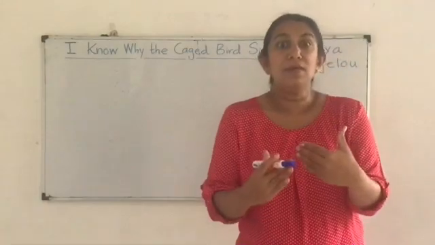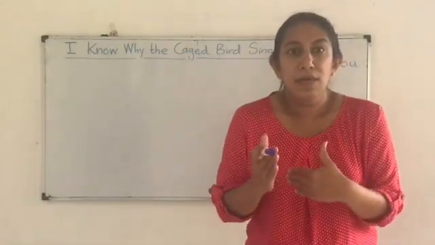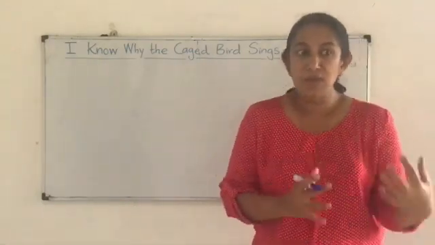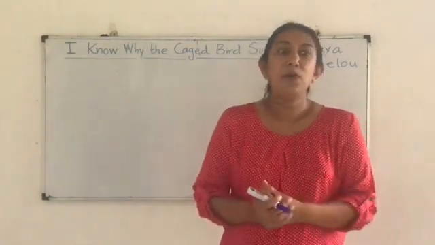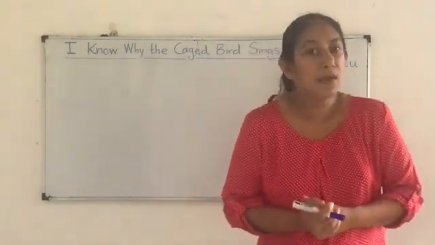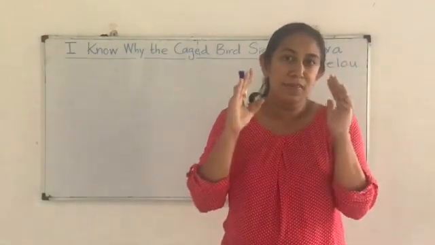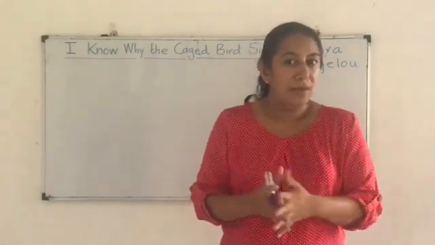So they were segregated because of that. Whites were not ready to forget their history of slavery. They wanted to treat all blacks as slaves even after the freedom that they were given by the great President Abraham Lincoln. So this is the background for the poem. So I suppose you are clear with the background.